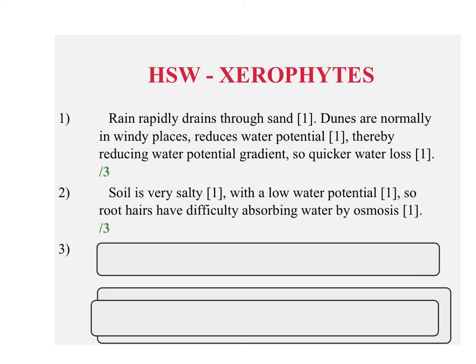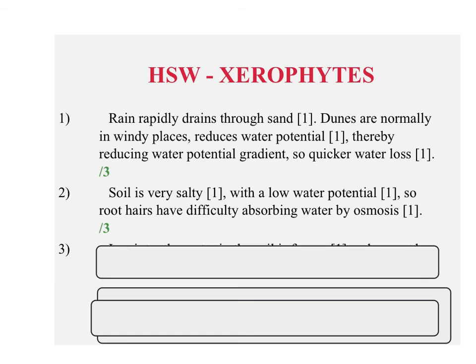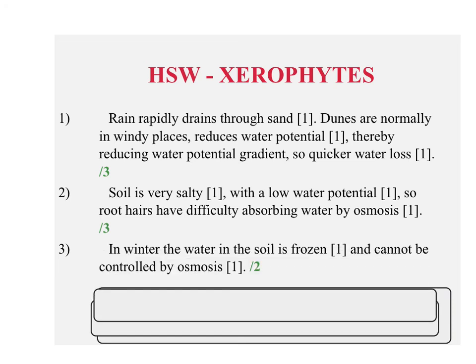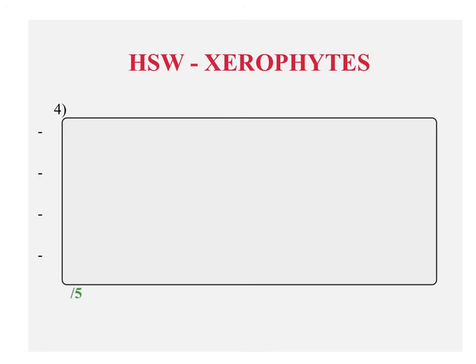For question 2, the soil is very salty, 1 mark, with a low water potential for the 2nd mark, so root hairs have difficulty absorbing water by osmosis for the 3rd mark. And finally for question 3, in winter, the water in the soil is frozen for 1 mark and cannot be absorbed by osmosis for the 2nd mark. Remember, those icy plants are still xerophytic, they're still xerophytes, they still can't access that water, it's locked up. For question 4, this was a big one.